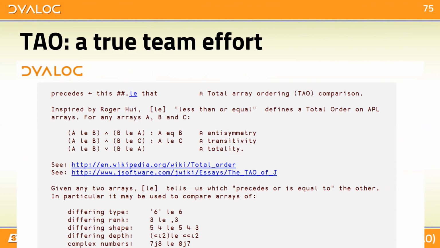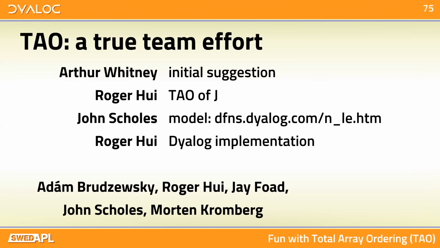inspired by what was done in J. And that was our initial base as we started working on this. And then Roger started implementing based on the model in Dfns. And then he sent out these experimental interpreters to us to play with, and I tried it out, and I found that it gave me results that were not what I expected. And here we are, 400 emails later from these 5 people.